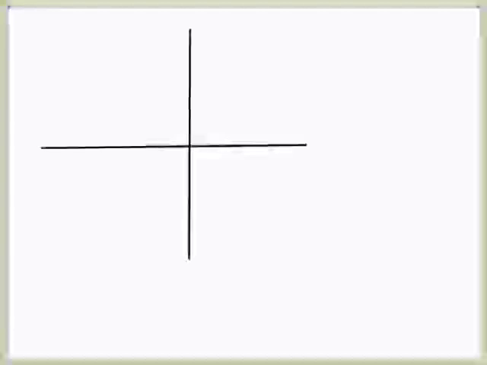So, if I plot out the 3 points, point A is at 4, 6. Point B at 6, 1. And point C at 1, 3. And connect to get my triangle.